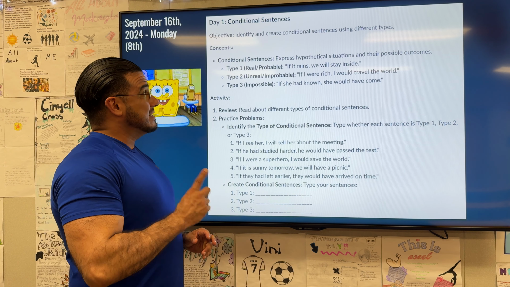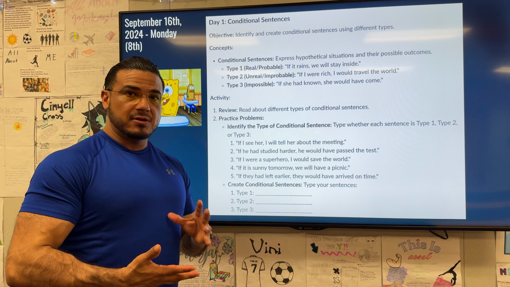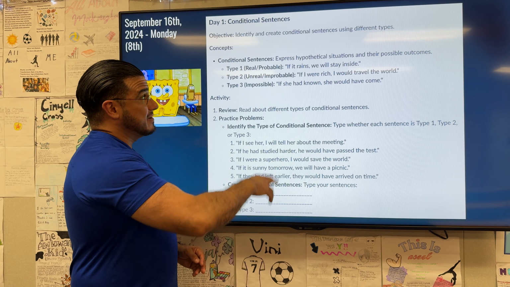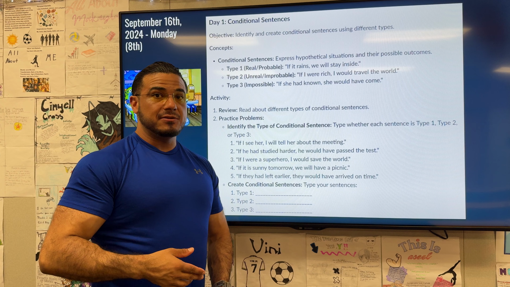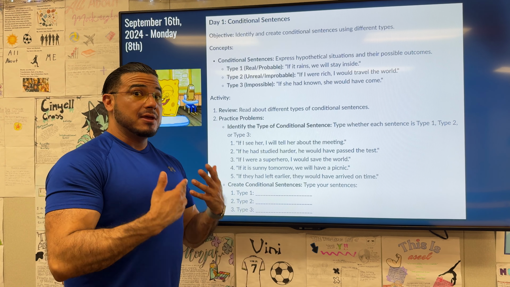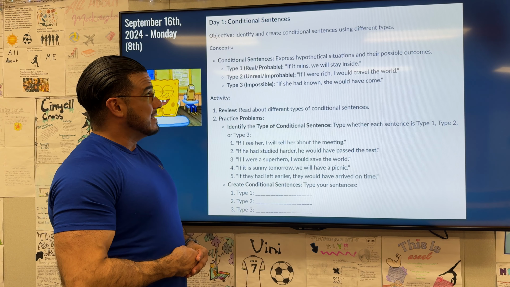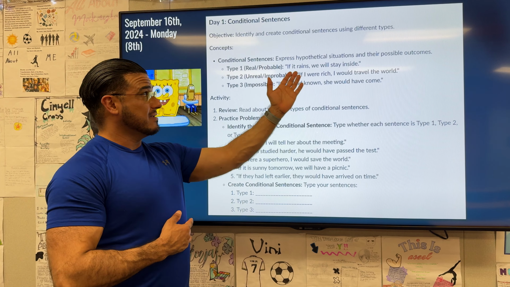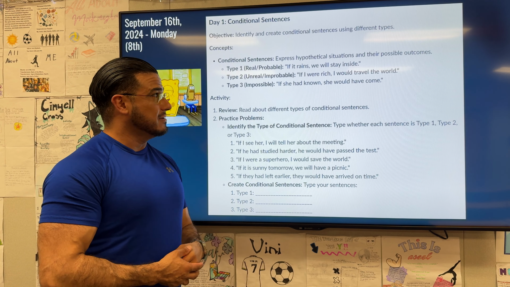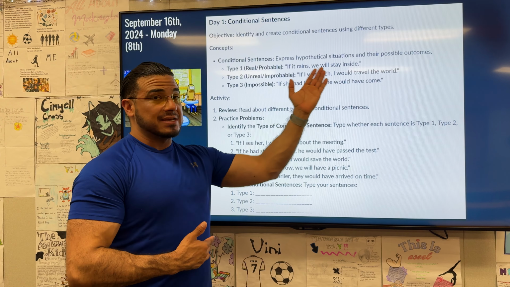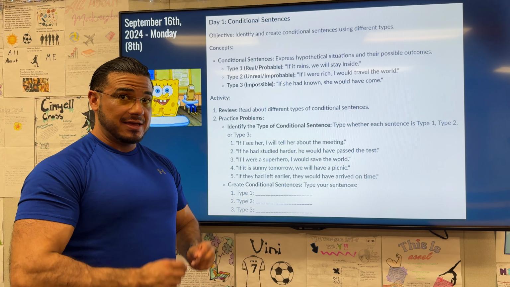So now looking at type 1, which again is a little bit more real, a little bit more possible, we have as an example, if it rains, we will stay inside. And notice that it refers to the present and future. Okay, here it has not rained yet, right? If it rains implies that it is in fact a hypothetical situation. And the result, well, we will stay inside if the first condition happens.